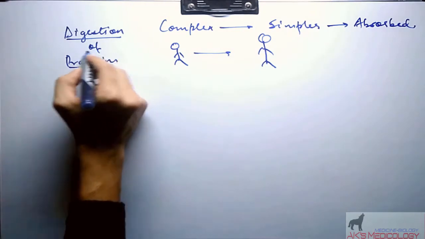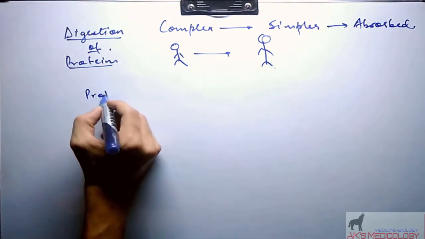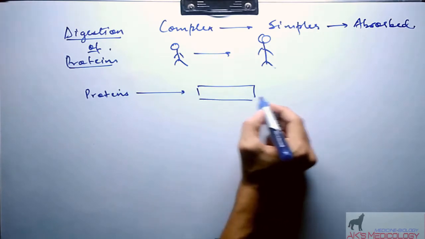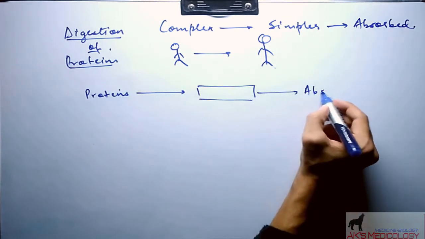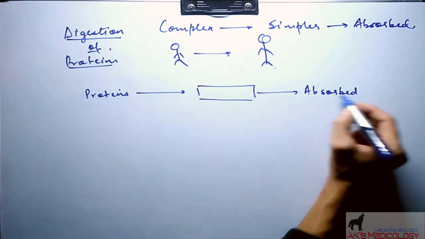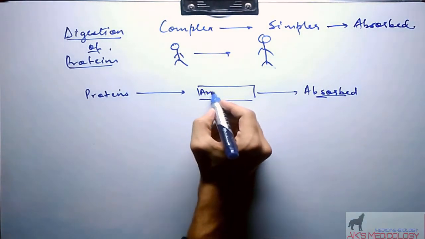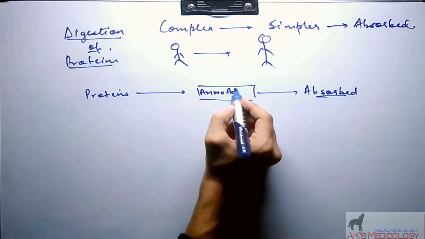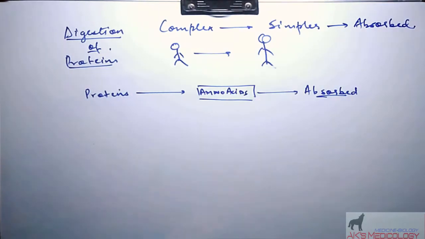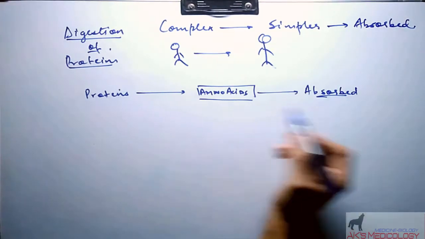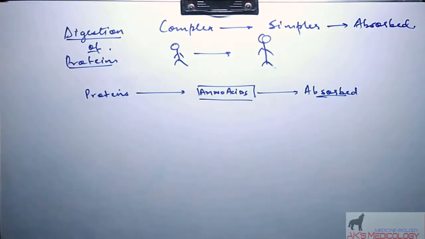Digestion of proteins is the conversion of proteins into such substances which could be easily absorbed from our intestines. Now, those substances are amino acids. Amino acids are the smallest monomers of proteins which could be easily absorbed from the intestine.